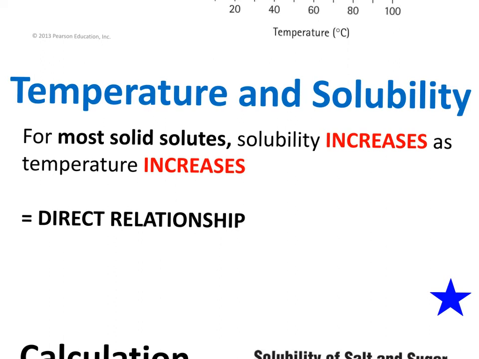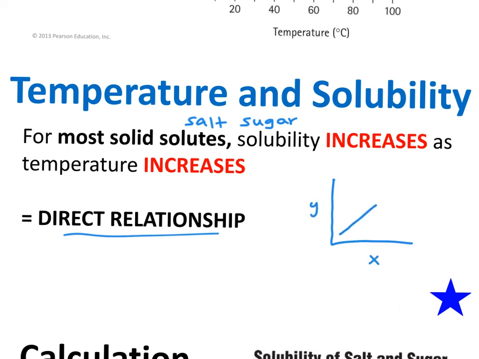When I'm working with a solid solute, so an example is like salt, maybe sugar, stuff like that, my solubility will increase as temperature increases. This means I have a direct relationship. If you recall, a direct relationship is always going to be where one increases, the other increases. So my solubility will increase as temperature increases.